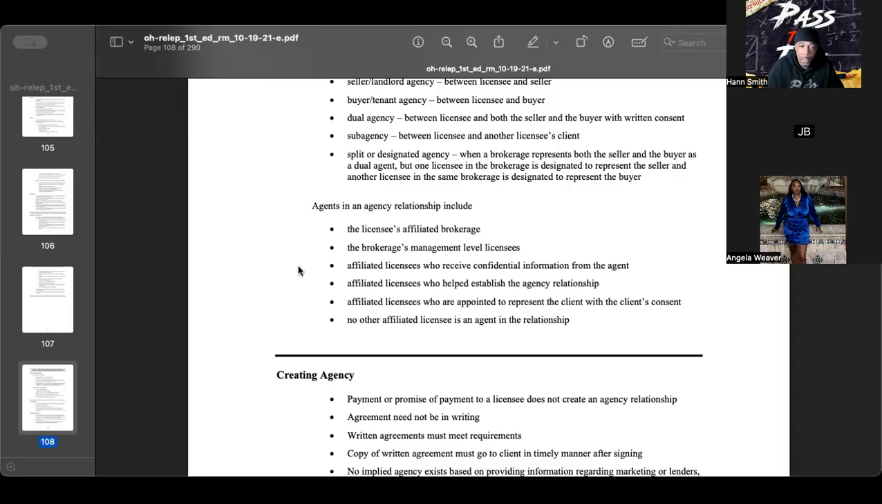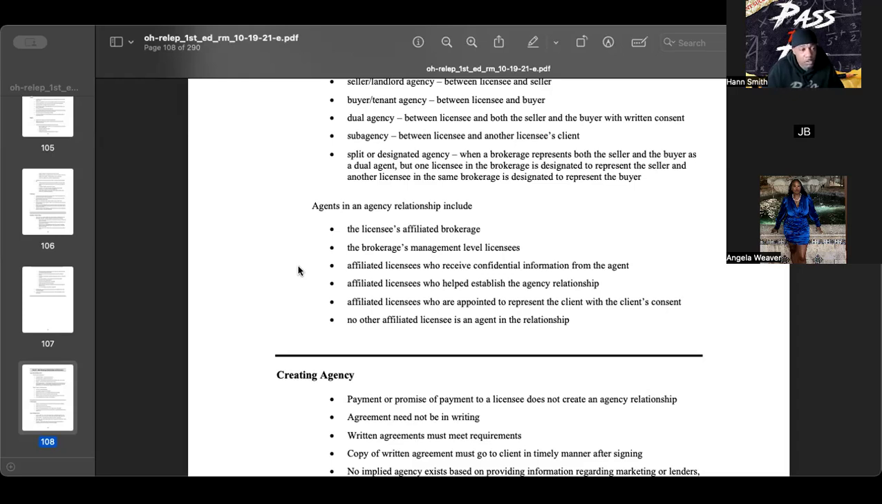All right. The second one is the relationship between you and the seller of the property, or you and the buyer. You have a relationship with the seller to do one thing, and that's to sell their property. You have an agency relationship with the buyer to do one thing, and that's to find them a house to purchase. Same thing for a tenant, if you were working with someone who wanted to rent, or someone who wanted to rent their property.